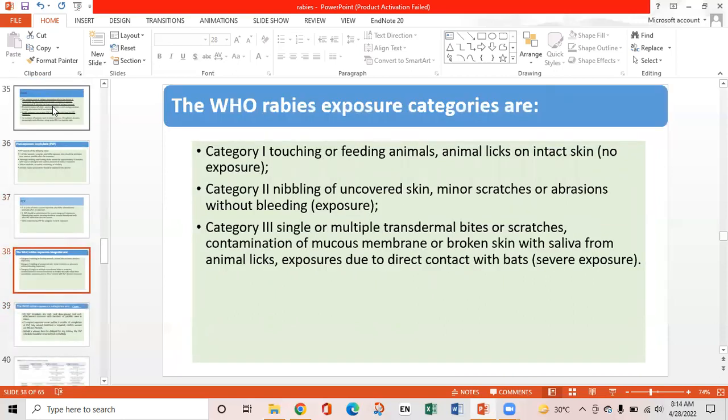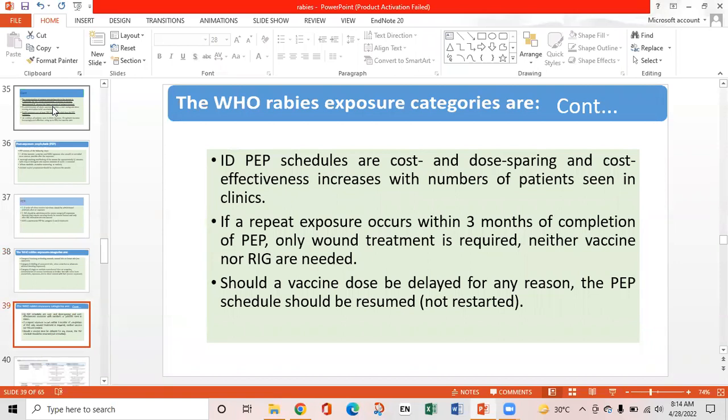WHO rabies exposure categories are: category 1, touching or feeding animals, animal licks on intact skin, no exposure. Category 2 is nibbling of uncovered skin, minor scratches or abrasions without bleeding, that is, exposure has happened. While category 3 is single or multiple transdermal bites or scratches, contamination of mucous membrane or broken skin with saliva from animal licks, and exposures due to direct contact with bats, severe exposure.